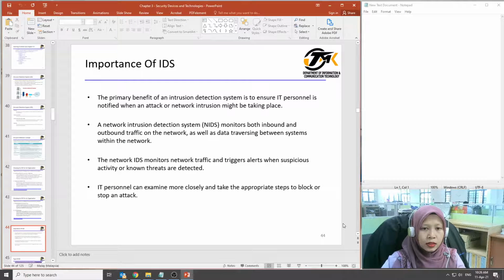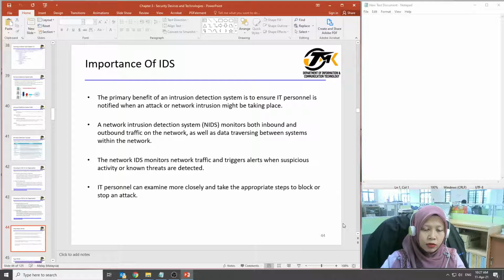Next is the network intrusion detection system. It can monitor both inbound and outbound traffic. This is very, very important because we want to know that the data that comes into our private system and goes out to the WAN, the internet, must be good data. It's not infected with malware, not infected with a script which will affect the PC or workstation. If IDS detects this kind of thing, and if the company has a prevention system, it should prevent the data from traversing.